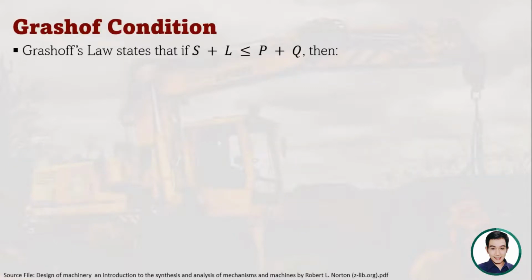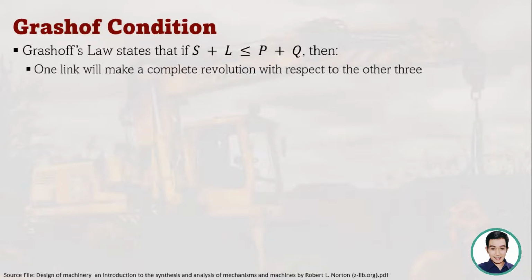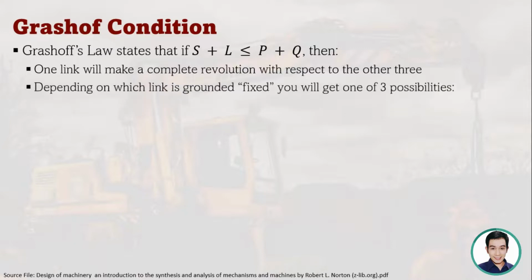The Grashof law states that if the Grashof condition is met, or if the sum of the lengths of the shortest and the longest link is less than or equal to the sum of the other 2 links, then 1 link will make a complete revolution with respect to the other 3. There are 4 links all in all, and 1 of the links will have a complete revolution with respect to the other 3. Depending on which link is grounded or fixed, you will get 3 possibilities.